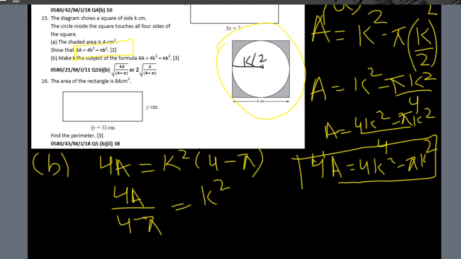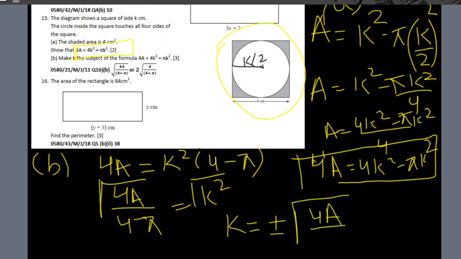To get rid of the k square, I'll take under root on both sides. So in the end I'll get k equals, preferably plus minus, 4A over 4 minus pi. But wait, since k is a length, I can't take plus minus. If this were a general question asking only to make k the subject, then you should have written plus minus. But now since we know k is a length and it can't be negative, we'll only choose the positive of the under root. So this is the answer.